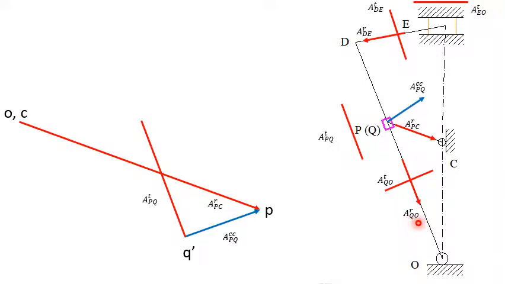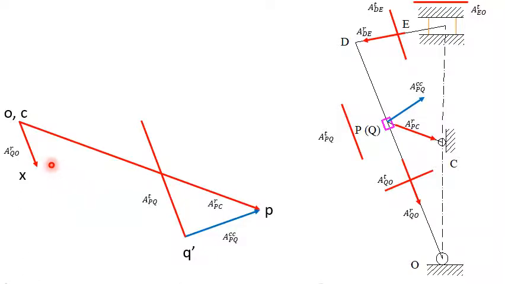So out of this QO, O is known. From point O, parallel to this, draw a line, and the length of this line should be 1.55. This is nothing but the radial acceleration of Q with respect to O.